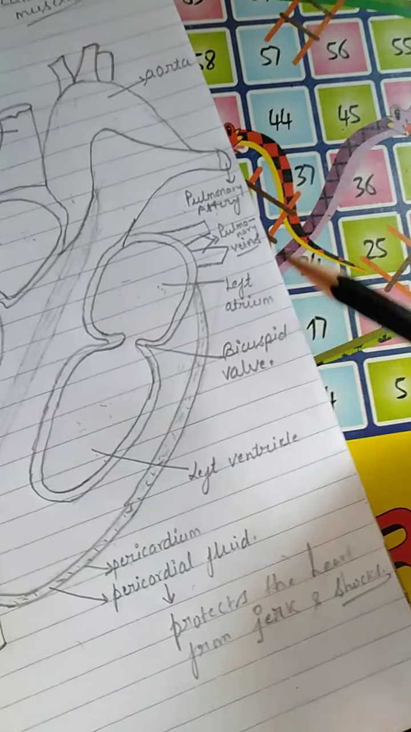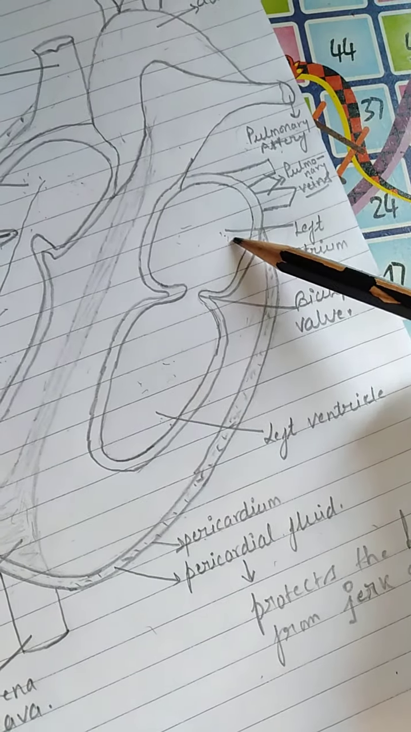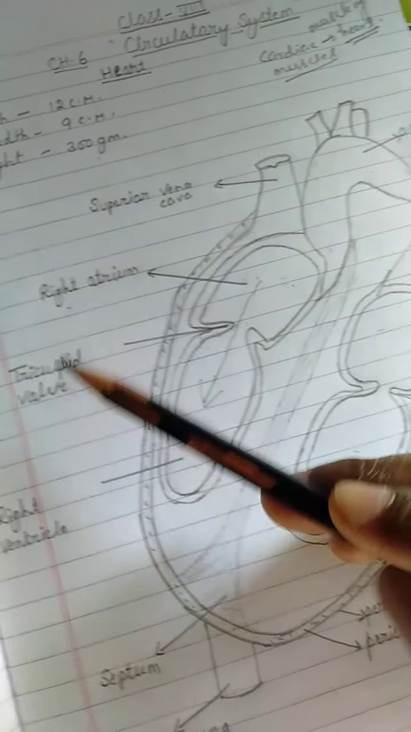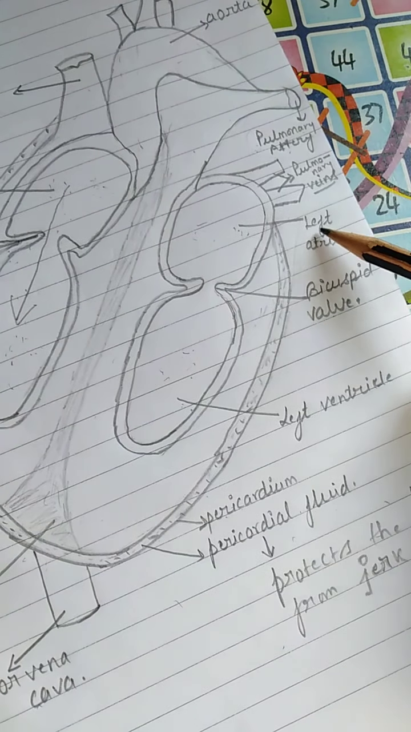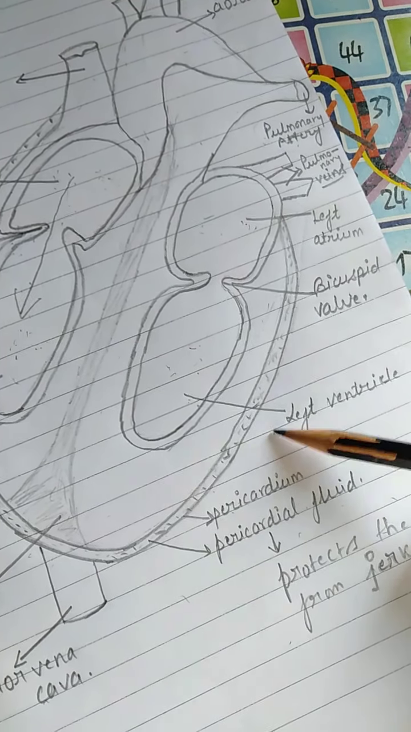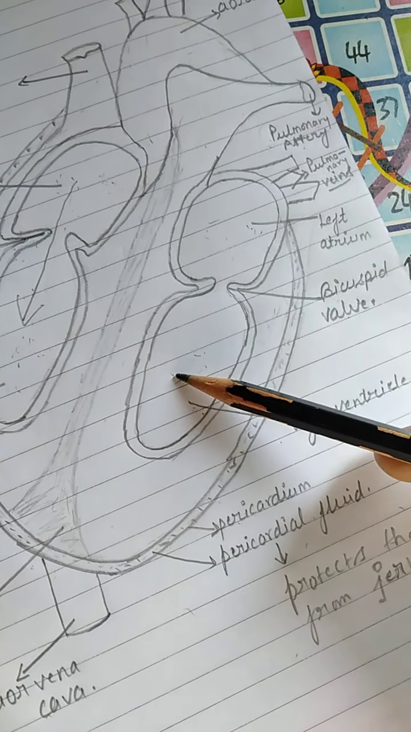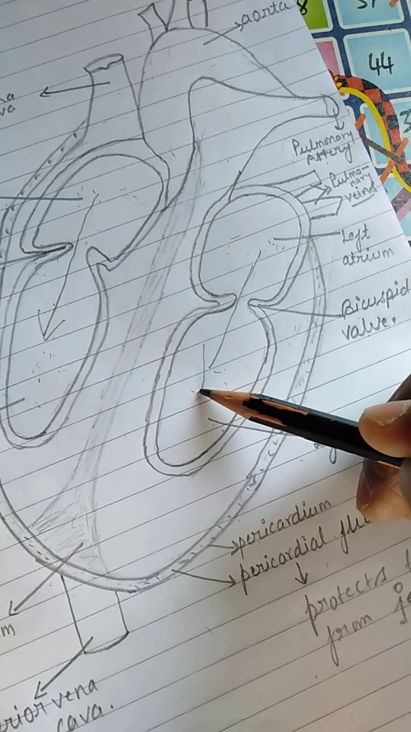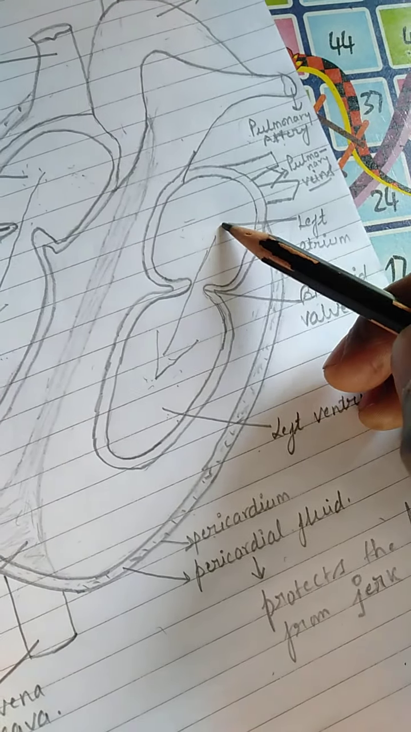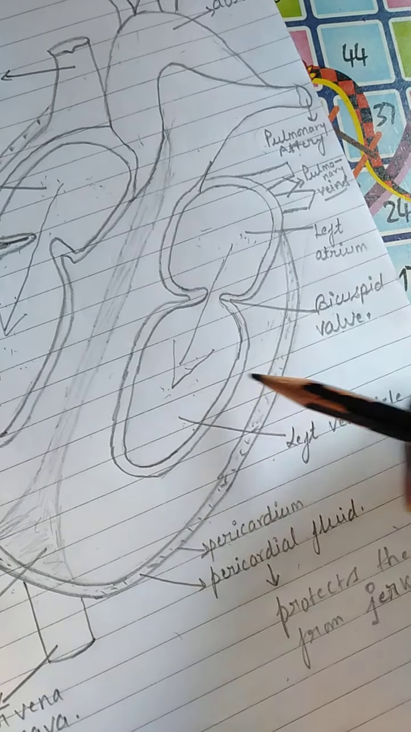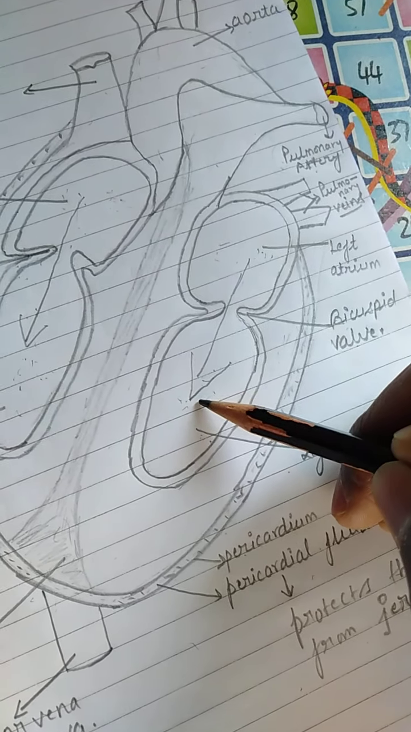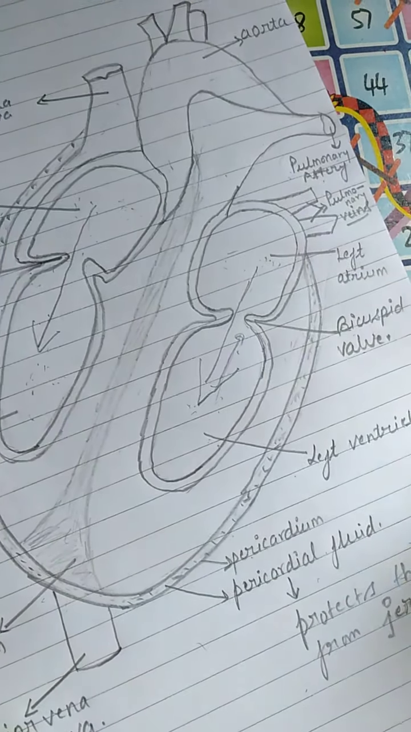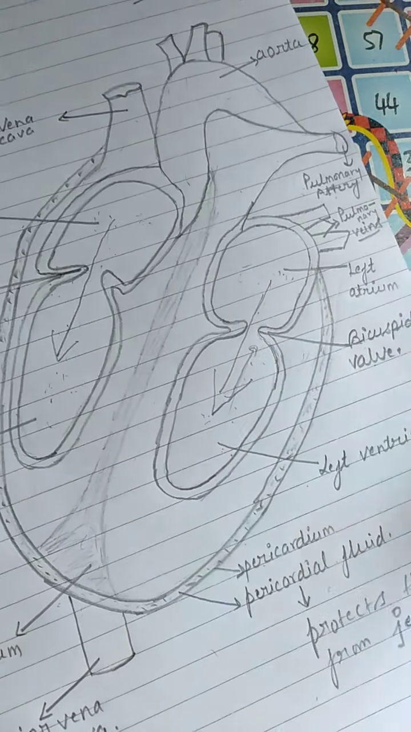Okay, in a similar way there is a left atrium and left ventricle and a bicuspid valve is present. Here is the tricuspid valve and here is the bicuspid valve between left atrium and left ventricle, and this bicuspid valve also prevents the backflow of blood. So blood is coming like this, from the left atrium to left ventricle, but the bicuspid valve does not allow the blood to go back inside the left atrium, so it prevents the backflow of the blood.